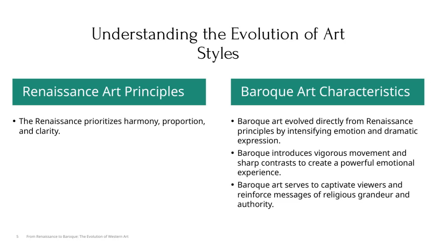When we look at Renaissance art, the key principles are harmony, proportion, and clarity. Artists focused on balance and realistic representation, aiming to create works that were both beautiful and intellectually satisfying. Moving into the Baroque period, we see these ideas evolve. Baroque art takes the foundation of the Renaissance but amplifies it with intense emotion and drama. You'll notice more movement, sharper contrasts between light and dark, and compositions designed to grab your attention.